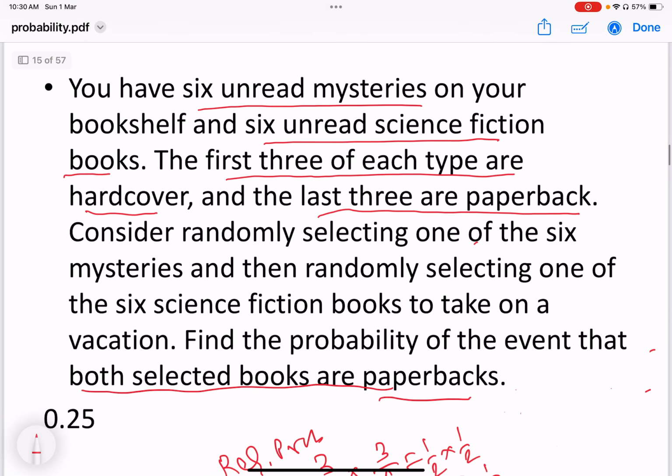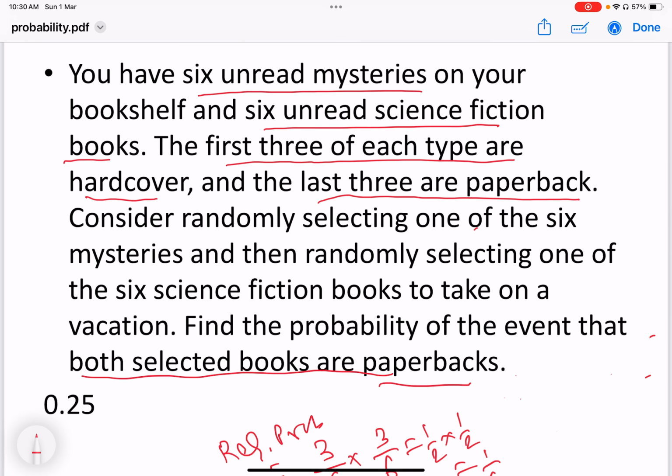Next, you have 6 mysteries on your bookshelf and 6 science fiction books. So we have six books here, mystery books and science books. The first three of each type are hardcover and the last three are paperback. So here, first three hardcover and next three paperback.